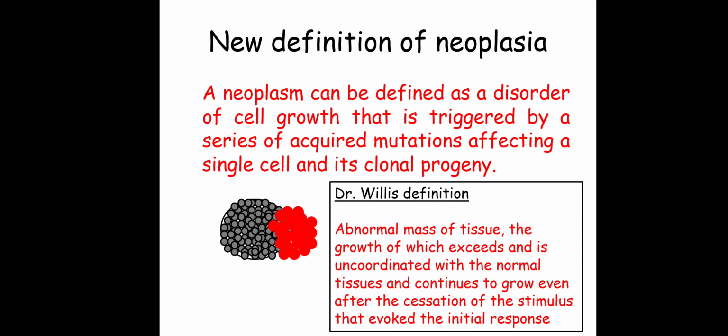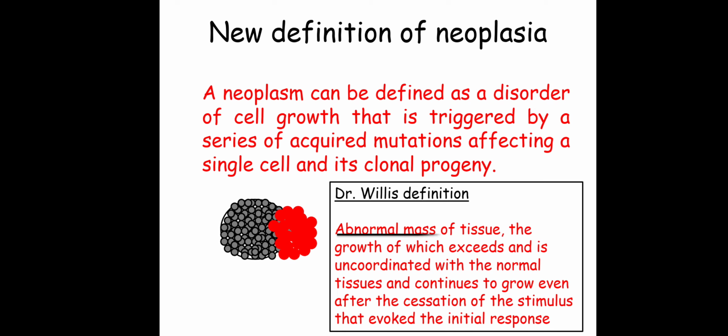So to convert a normal cell into a neoplastic cell, there has to be a series of genetic damage to all the systems, acquiring a series of mutations in a cell or its clonal progeny cells until they have the tendency to make an abnormal mass of tissue, which will eventually show characteristics such as excessive growth, uncoordinated growth, and persistent growth. So this was our modern concept of neoplasia, and this is how we can convert a normal cell into a neoplastic cell.